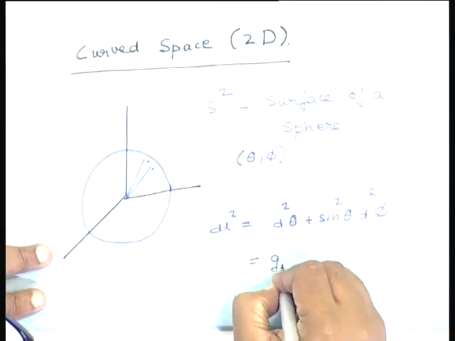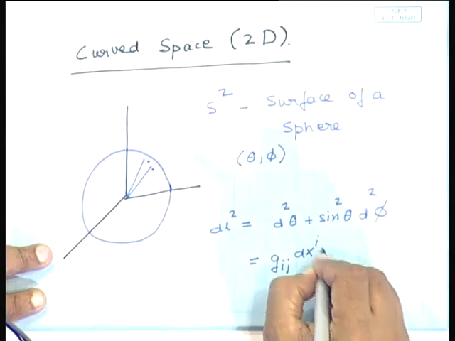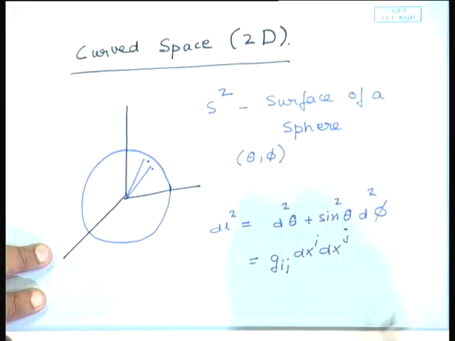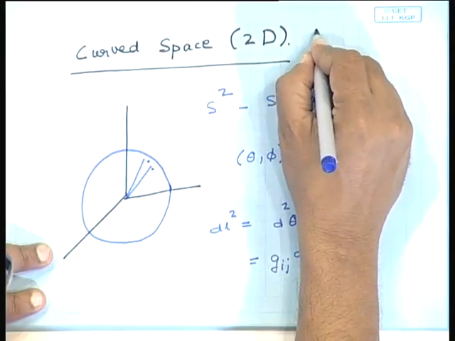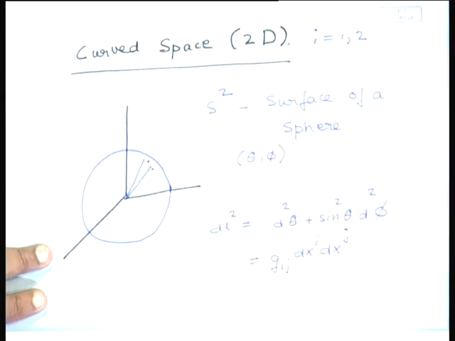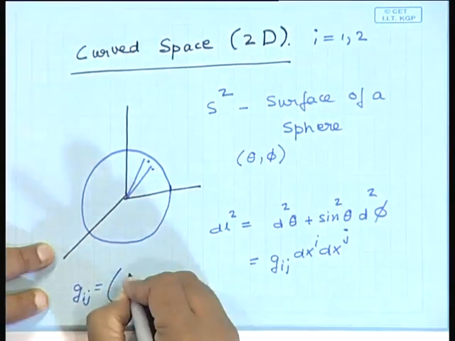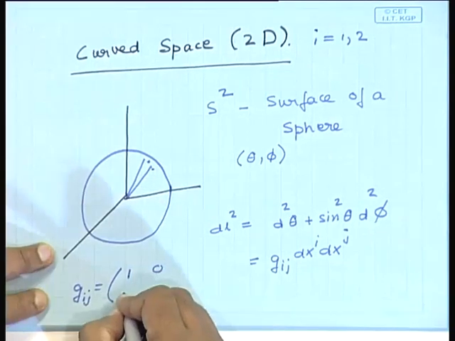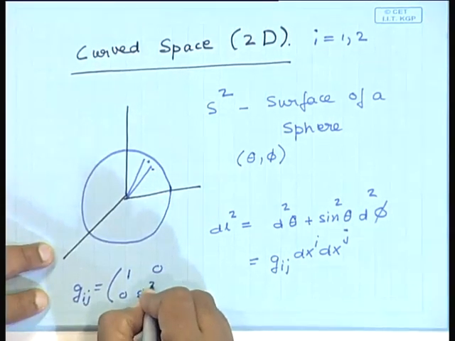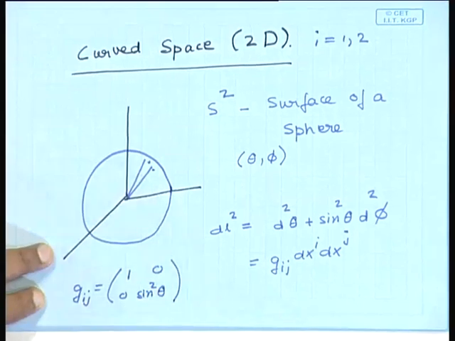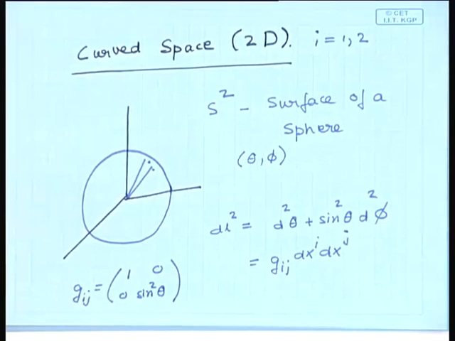So we can say that the metric, we can write this as Gij dxi dxj. Now i and j take values 1 and 2 only, and the metric is 1 0 0 sine square theta. So this is a curved space, and the metric is something different from the identity matrix.